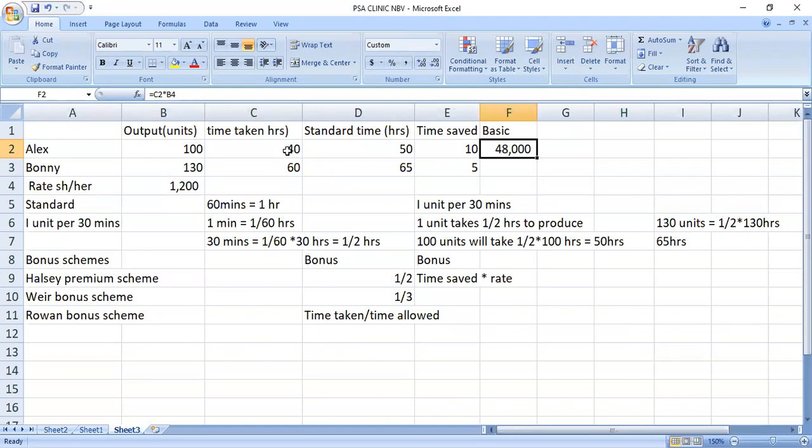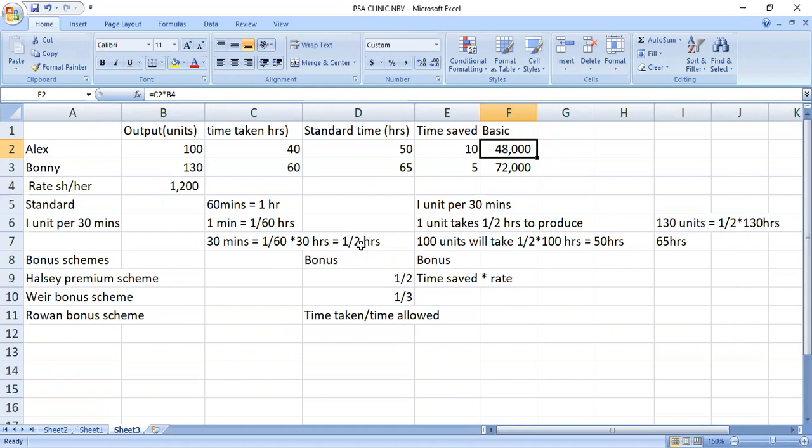Sorry, we say the 40 time taken times the rate, which is 1,200. So you do the same for Bonnie. They're saying time taken was 60 times the rate, which is 1,200. So this one is standard for all, right? Now we can look at their bonuses, all the bonuses.